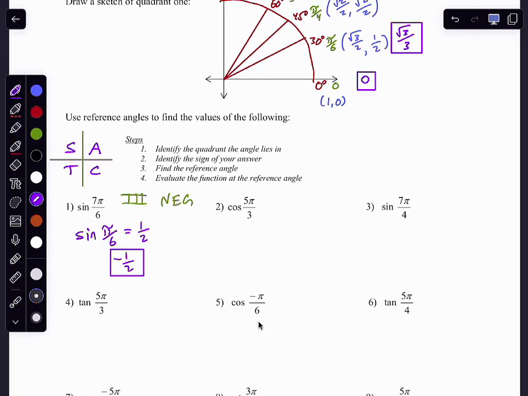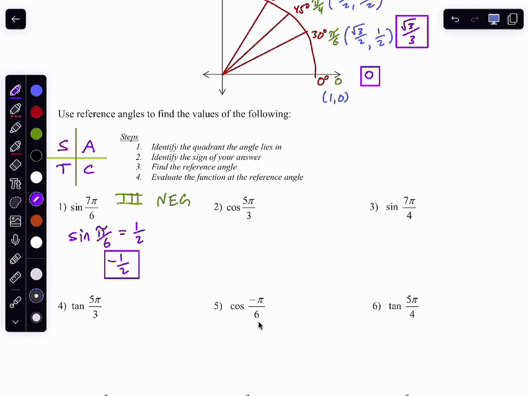We'll do another one. Okay, so first thing I do is figure out what quadrant this is in. 5 pi over 3, what quadrant is that in? 4. Okay, is cosine positive or negative in quadrant 4? It's positive. Then I find the reference angle. The reference angle, again, for these radian ones, if you can't simplify this fraction and it has a 3 on the bottom, it's pi over 3.